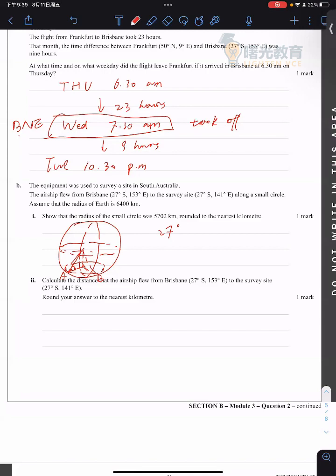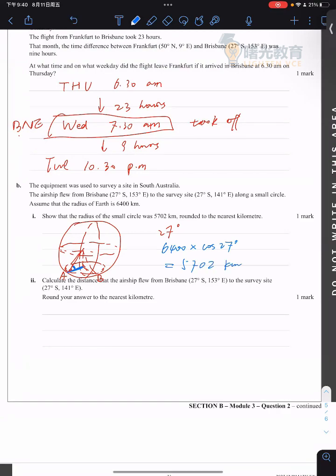So the radius of the small circle would be 6,400 multiplied by cosine 27, as it is the angle's adjacent. All right, that is adjacent. And then use your calculator to work it out.